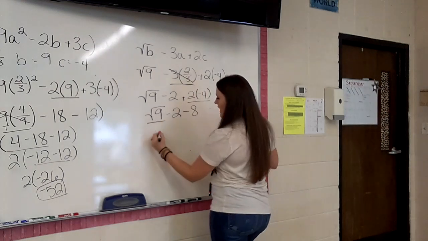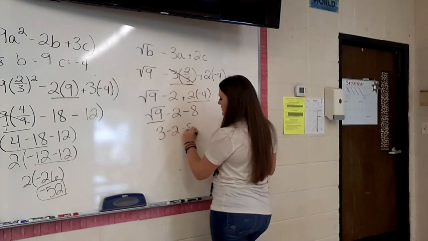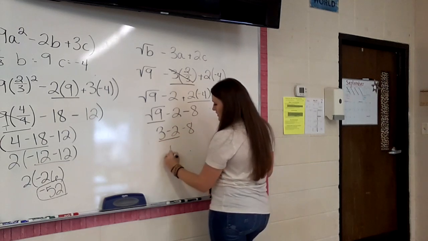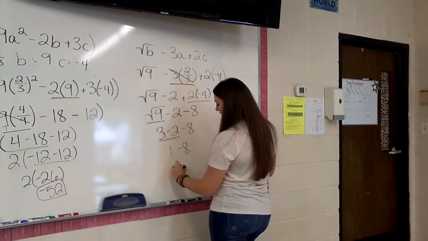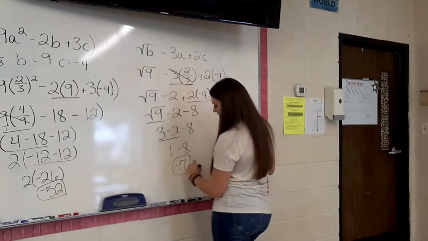Now square root of 9 is 3. 3 minus 2 is 1. 1 minus 8 is negative 7.